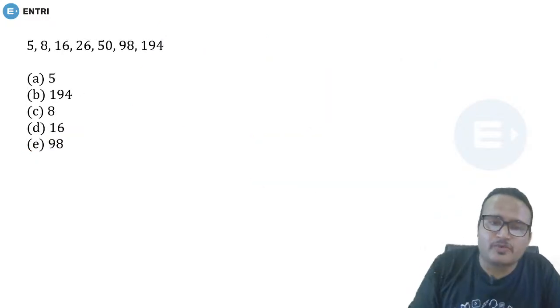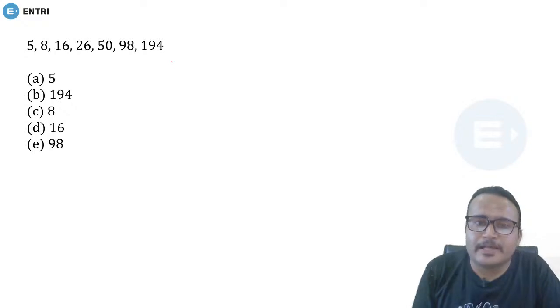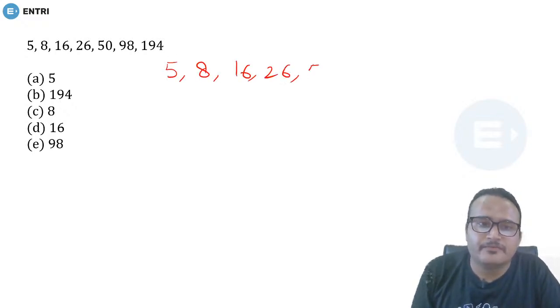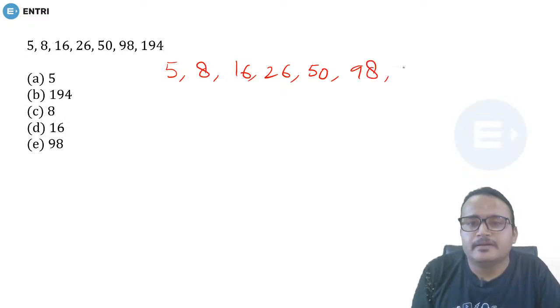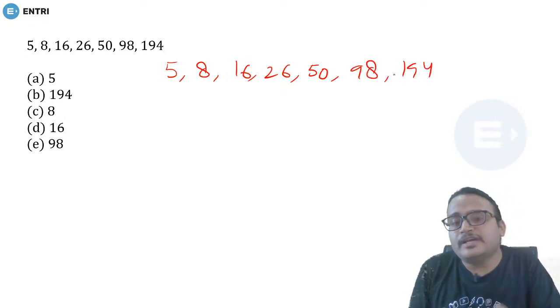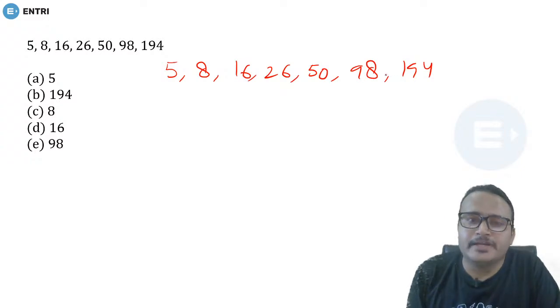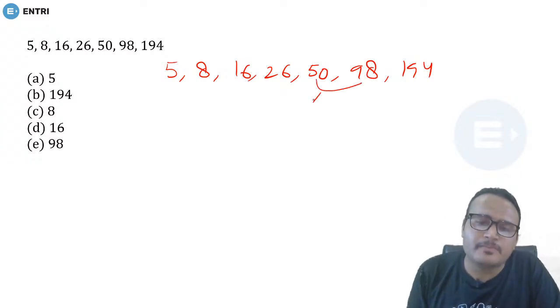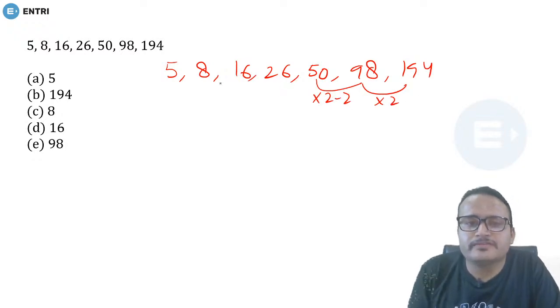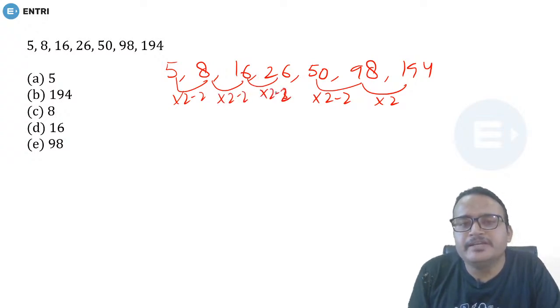So this is the next question, guys. We'll be doing this question with the help of the same technique. 5, 8, 16, 26, 50, 98, 194. As soon as I wrote down this series, I can identify this is a multiple of 2, multiply by 2 minus 2, multiply 2 minus 2, multiply 2 minus 2, multiply 2 minus 2. But here it must be 16 times 2 is 32.